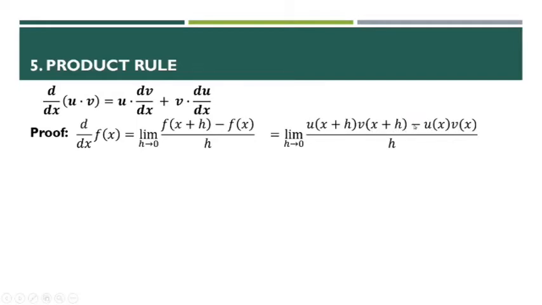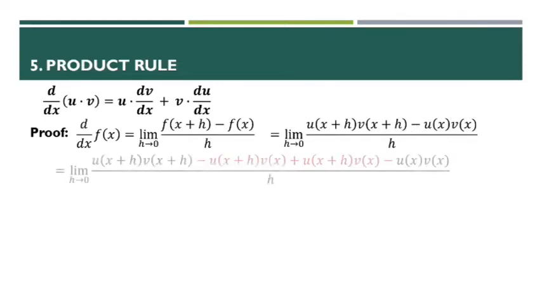To manipulate this, kailangan natin magdagdag ng iba pang terms na equivalent sa value na 0. So, ang idadagdag natin is the sum and difference. So, minus u of x plus h v of x plus u of x plus h v of x. So, same term, pero magkaiba yung sign para equivalent lang sa original expression.